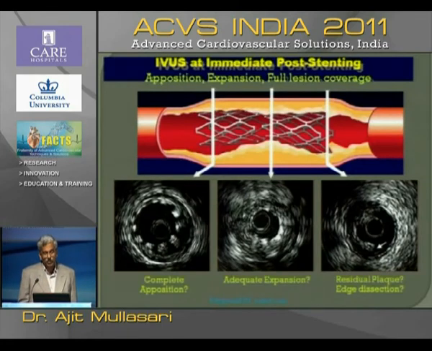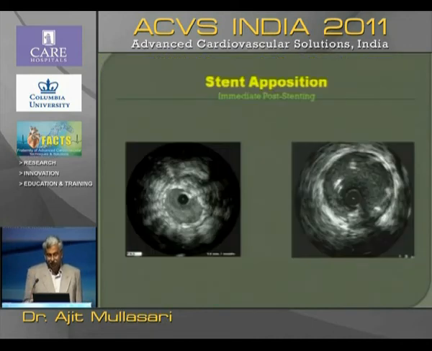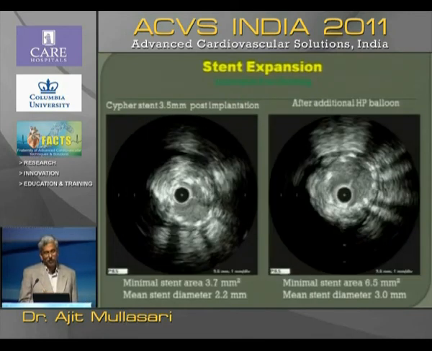IVUS at immediate post-stenting tells us on the left side panel that the stent is not apposed well. In the middle, whether the stent is adequately expanded or not. It's not really adequately expanded. And on the right side panel, it shows clearly that there is a residual plaque. So stent apposition post-stenting is very important so that malapposed stents don't happen. And this is a clear example. You put a 3.5 millimeter Cypher post-stented. The minimal stent area is only 3.7.